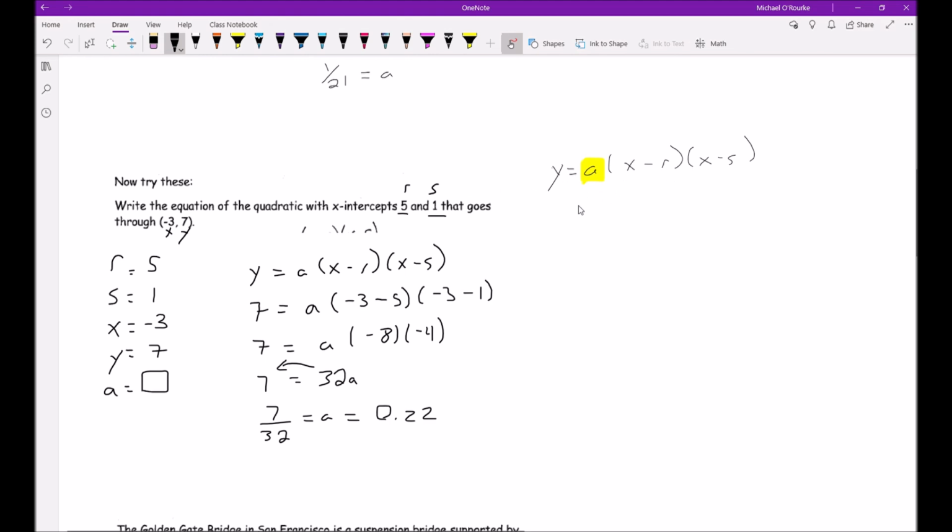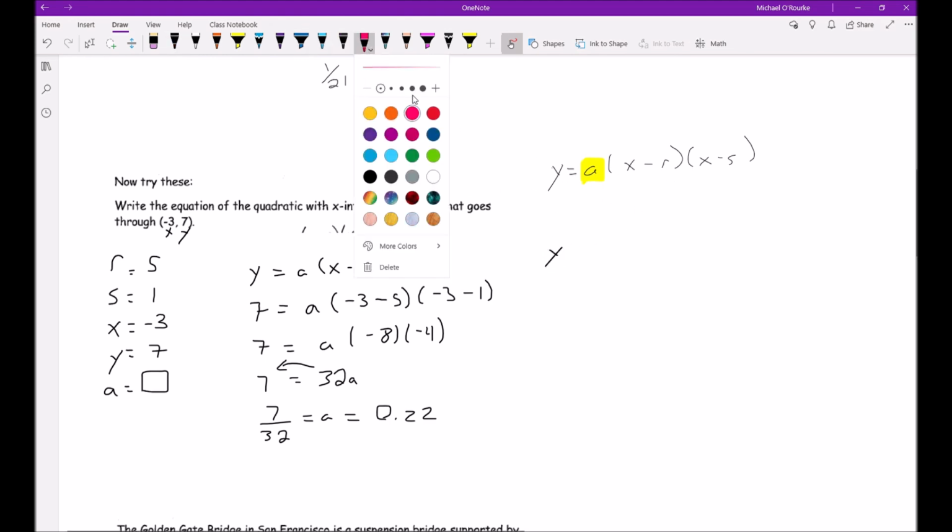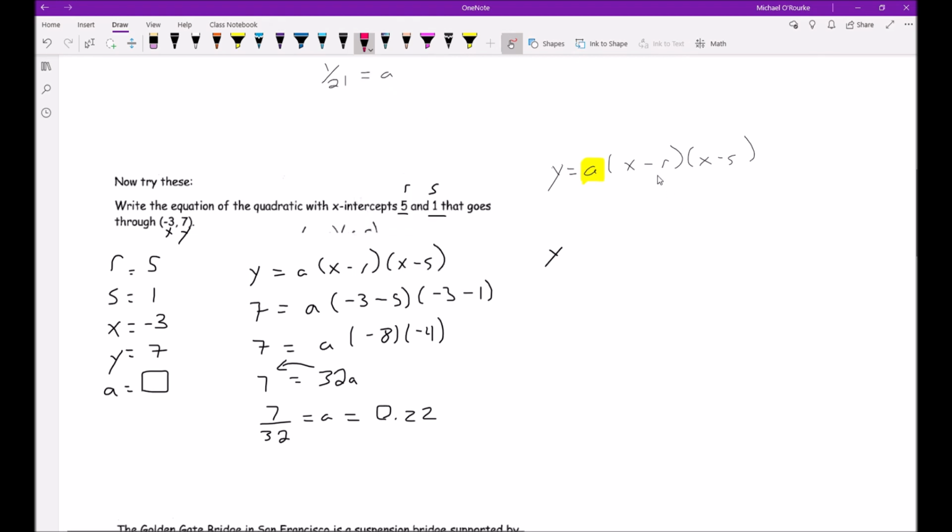Then we're going to do this here again, but we're going to fill in this, and this with the numbers as it is.